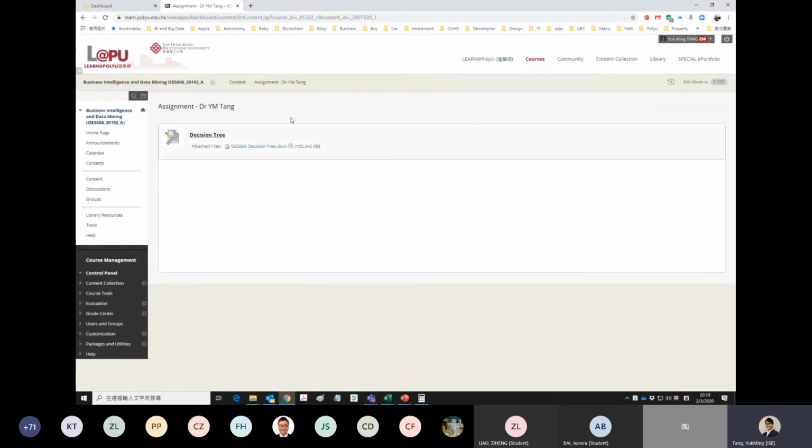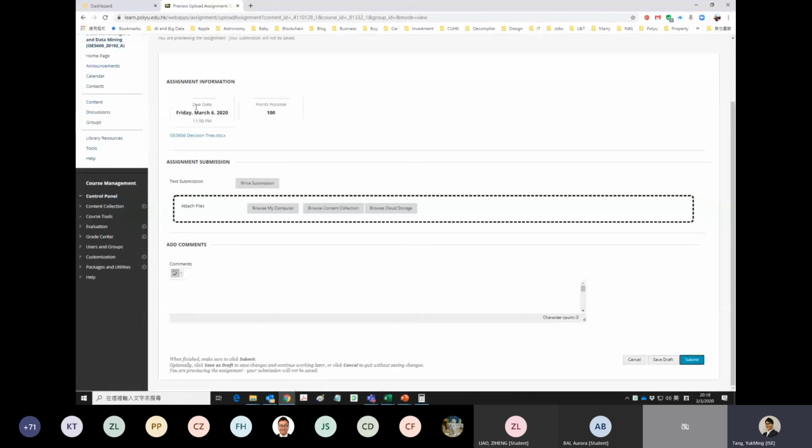Later on, after you finish this lesson, you need to do another assignment related to the decision tree. Remember that the deadline for the submission of this decision tree assignment is on this 5th day, the 6th of March.